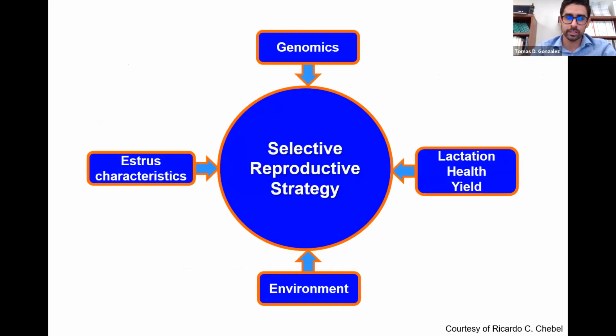So all this research we're doing here is trying to build a nice and more complete selective reproductive strategy. So we're collecting the estrous characteristics, and we collect the genomic information. This information arrived a couple weeks ago.